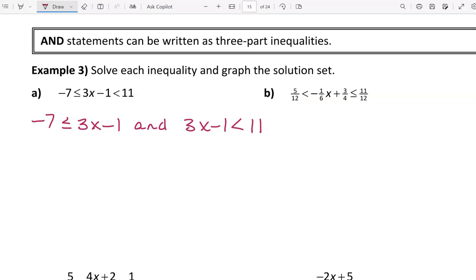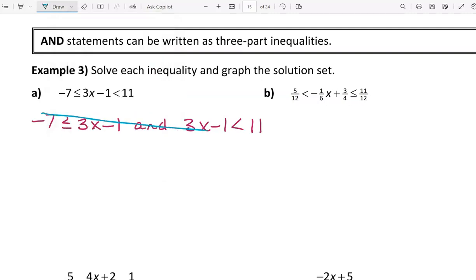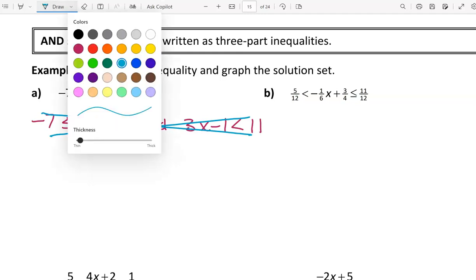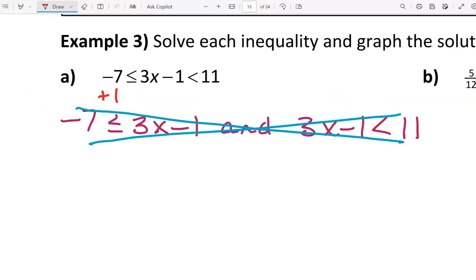Now we can solve each one of those inequalities individually, but the easiest way for us to do this is actually to just leave the inequality intact, and our first step in solving either one of these inequalities would be adding 1. And so we can simply add 1 to all three parts of this inequality. So adding 1 to the left, adding 1 to the middle, and adding 1 to the right side produces -6 is less than or equal to 3x is less than 12.